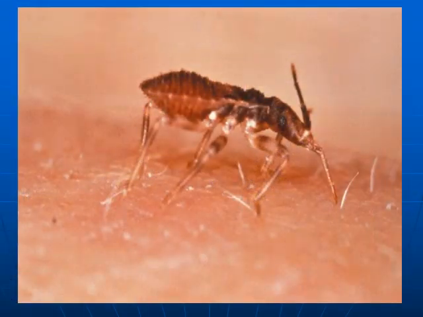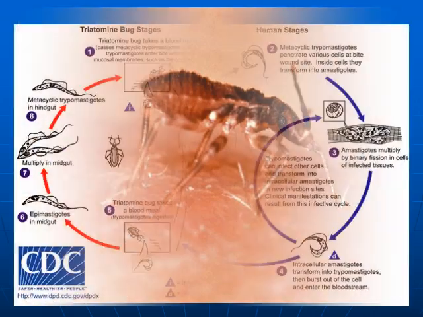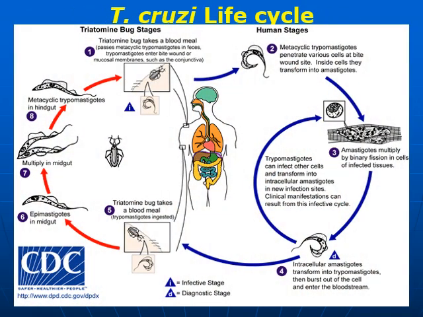This is the triatomine bug, the vector of the disease. The life cycle of Trypanosoma cruzi has the triatomine bug stages, the vector stages, and the human stages. The infective stage is the metacyclic trypomastigote, which enters during the insect bite. It is defecated on the skin and enters through a mucous membrane such as the conjunctiva. This reaches the blood, enters the cardiac, smooth and skeletal muscle, and converts to the amastigote, which replicates asexually by binary fission.